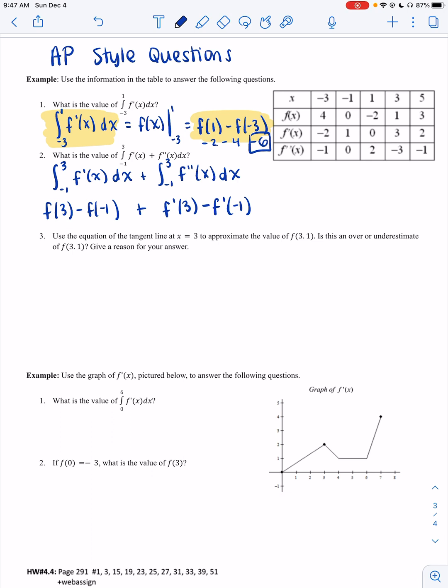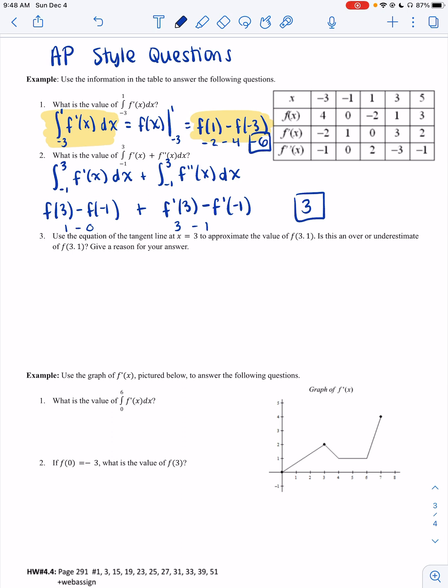Okay, so let's see. f of 3 is 1. f of -1 is 0. f prime of 3 is 3. f prime of -1 is 1. So we're getting 1 plus 2, I think. Yeah, 1 plus 2 is 3. Hopefully you guys got that too.